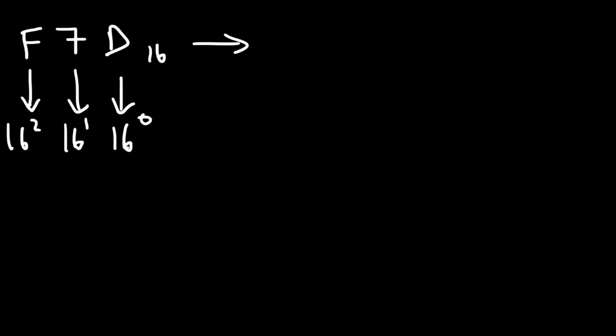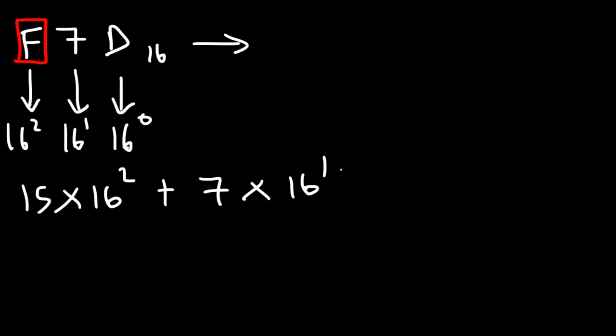So F, we need to change that from a hexadecimal value to a decimal value. So using the chart that we wrote before, hopefully you wrote that down so you don't have to keep rewinding the video. F corresponds to 15. So we're going to have 15 times 16 squared, and then 7 times 16 to the first power. And then we need to change D to a decimal value. D corresponds to 13. So this is going to be plus 13 times 16 to the 0 power.